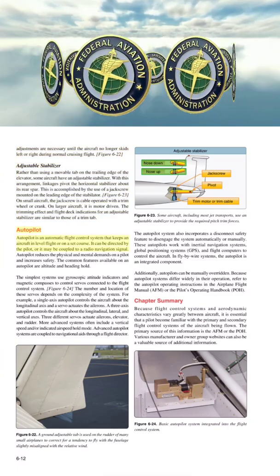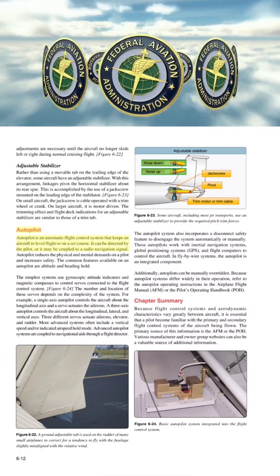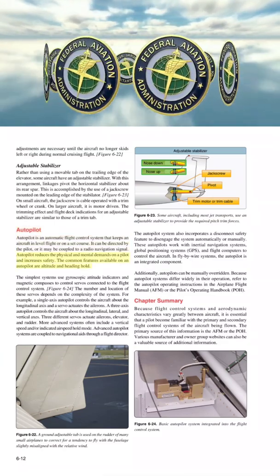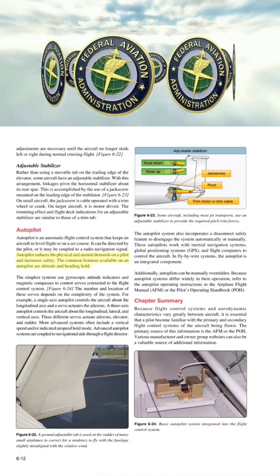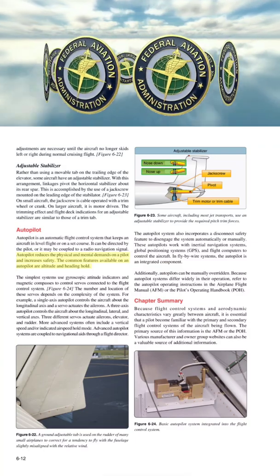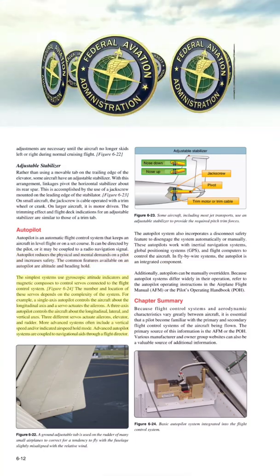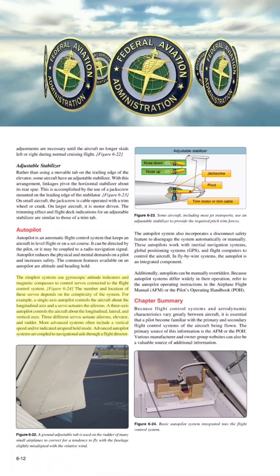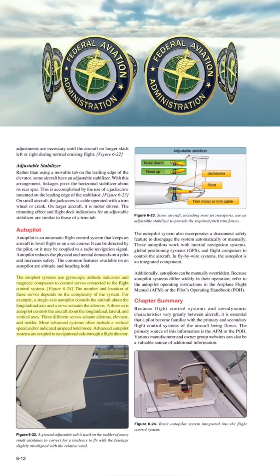Autopilot is an automatic flight control system that keeps an aircraft in level flight or on a set course. It can be directed by the pilot, or it may be coupled to a radio navigation signal. Autopilot reduces the physical and mental demands on a pilot and increases safety. The common features available on an autopilot are altitude and heading hold. The simplest systems use gyroscopic attitude indicators and magnetic compasses to control servos connected to the flight control system. Figure 6-24. The number and location of these servos depends on the complexity of the system.